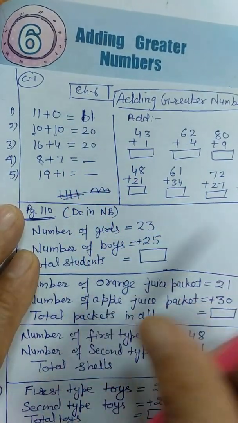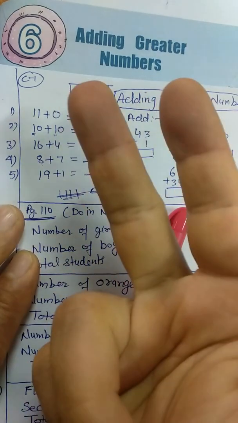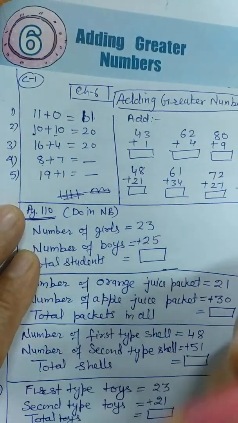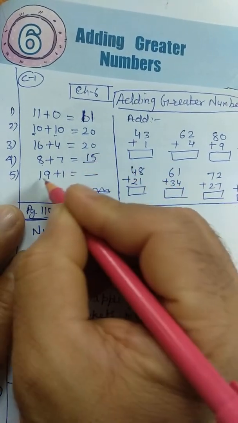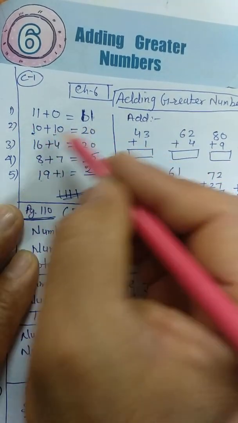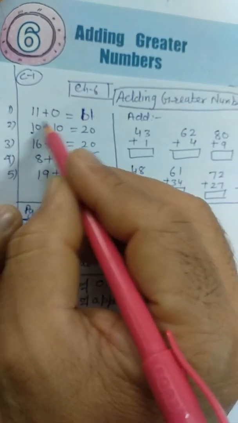After 8 you count 7: 9, 10, 11, 12, 13, 14, 15. So it becomes 15. And if you want to add 1, you just take the next number, that is 20. This is actually the horizontal addition in the line.